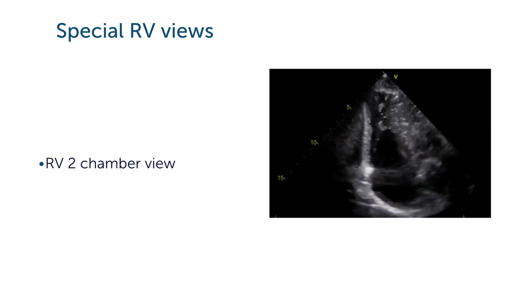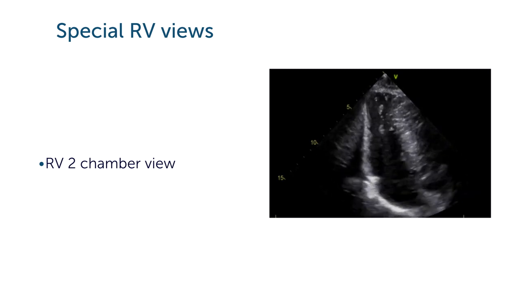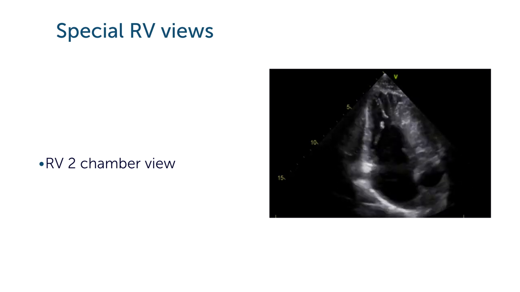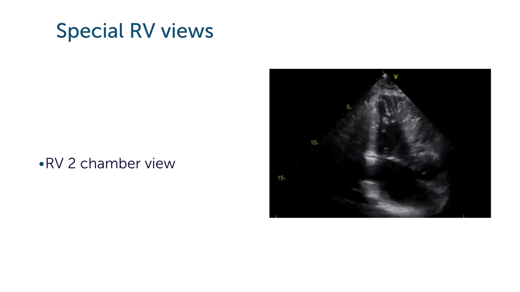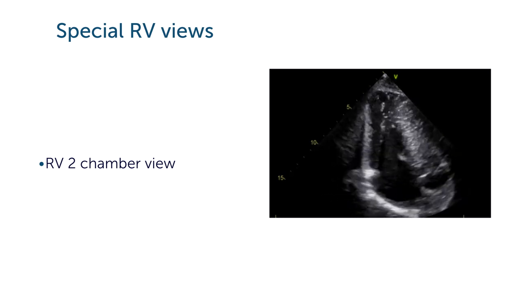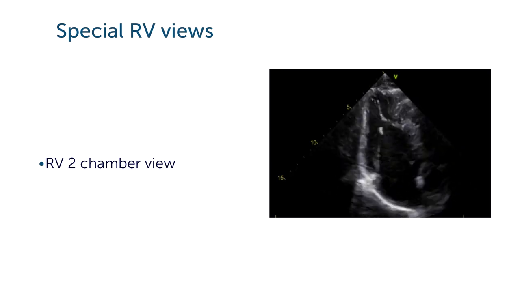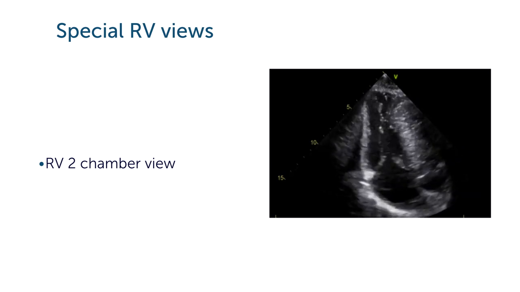And then we have the two-chamber view, which is similar to the two-chamber view of the left ventricle, only here you are bringing the right ventricle into the center of the image and you're rotating so that you see the anterior and the posterior part of the right ventricle. This is also a very important view when you want to quantify right ventricle function.